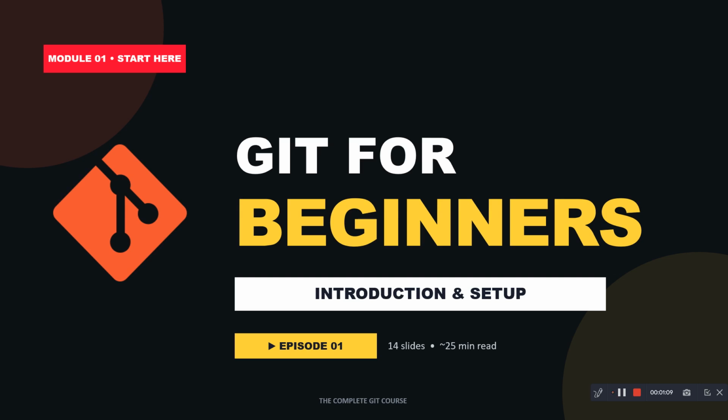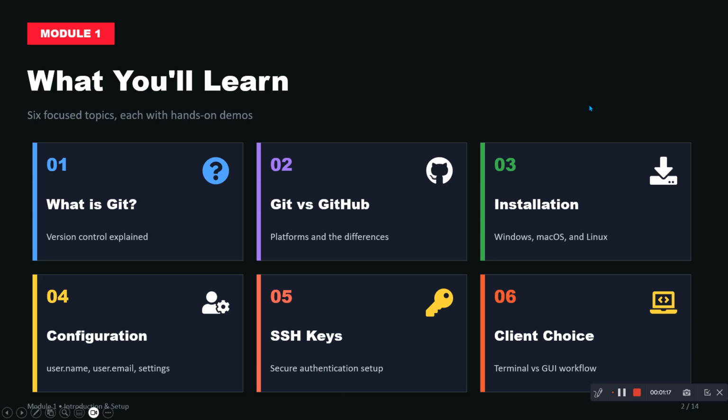First, we'll try to understand what actually is Git, how to set up in your local, and what are the various concepts to get started. Okay, so the first and foremost thing is what actually is Git and what you will be learning in terms of Git, and what is Git versus GitHub, the platforms and the differences, and the installation procedures on Windows, Mac OS, and Linux.